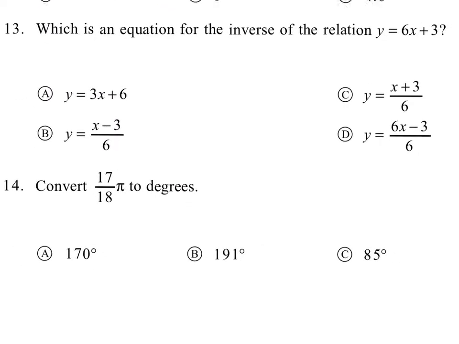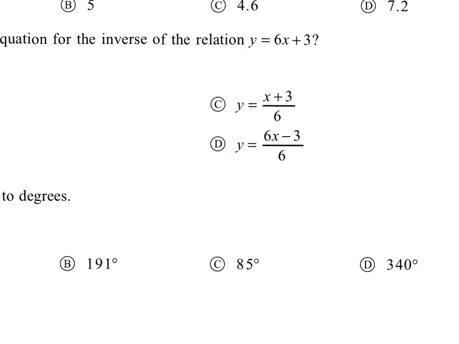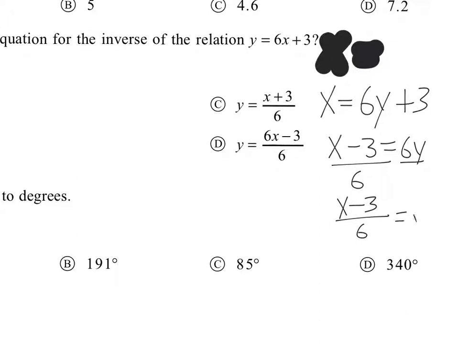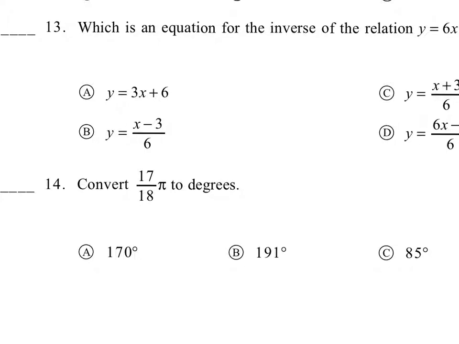For number 13, we're looking at finding the inverse for a linear equation. I'd like to remind you the procedure for finding an inverse is we're going to switch our variables. So this becomes x equals 6y plus 3. We're going to subtract 3 from both sides to get x minus 3 is equal to 6y. And we're going to divide both sides by 6 to get x minus 3 over 6 is equal to y. That's our answer. And in looking, that appears to be choice B.